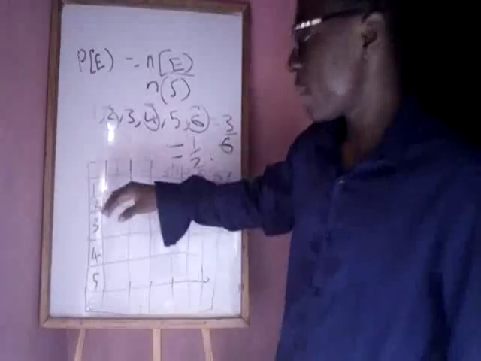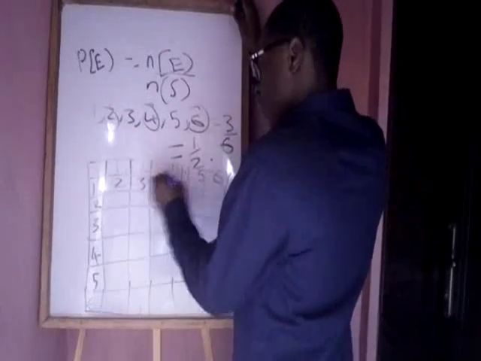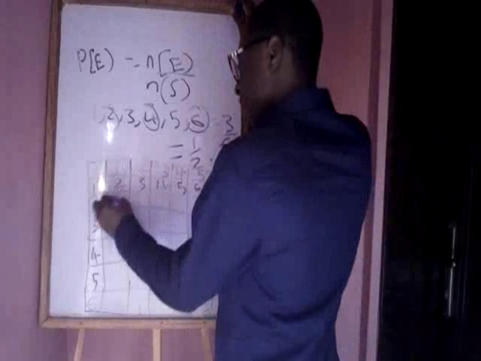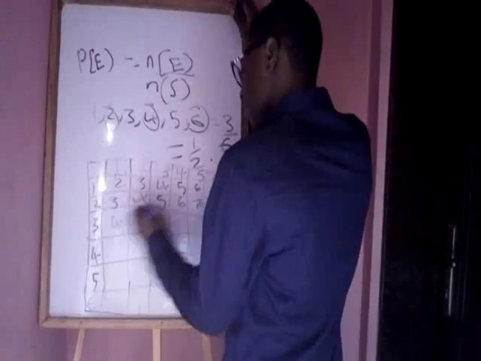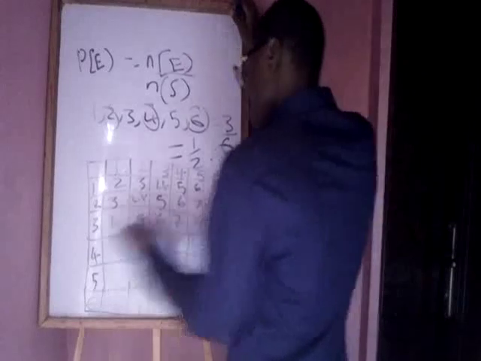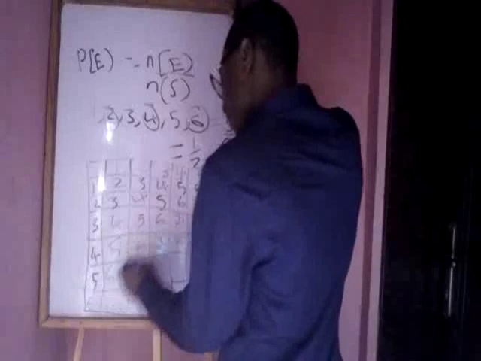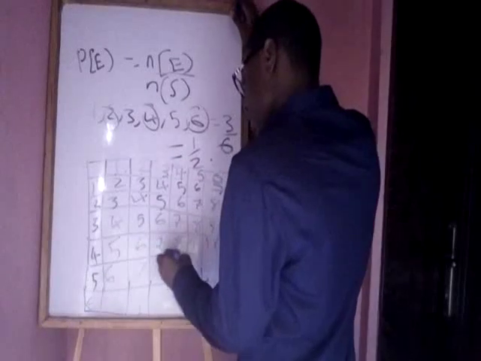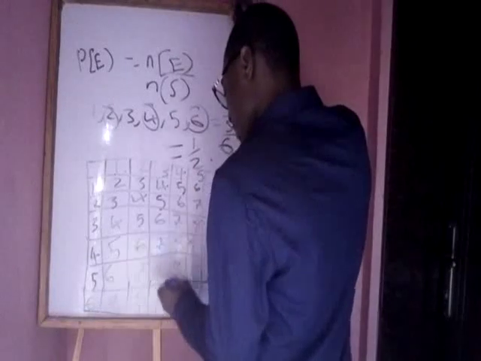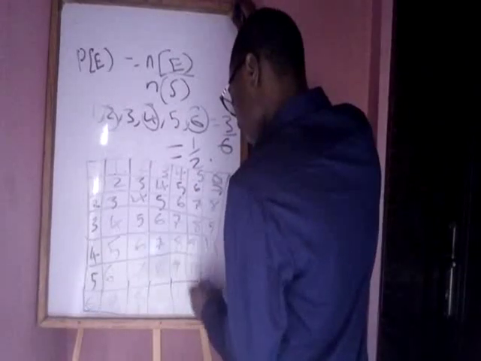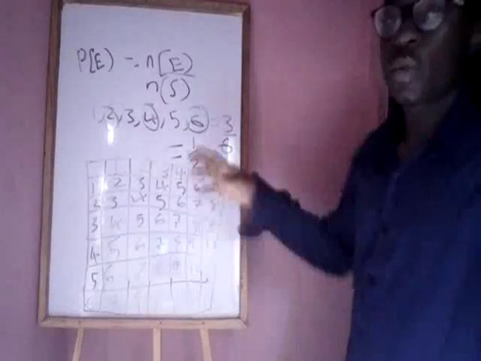So when we have 1 and 1, our total sum will be 2. Then when we have 1 and 2, we have 3, 4, 5, 6, 7. Then 3, 4, 5, 6, 7, 8, then 4, 5, 6, 7, 8, 9, then 5, 6, 7, 8, 9, 10, then 6, 7, 8, 9, 10, 11, and then 7, 8, 9, 10, 11, 12. So in this case, we are talking about the different combinations of numbers.